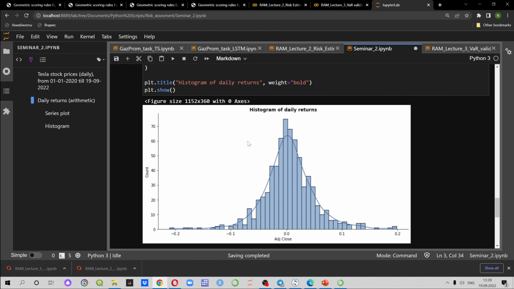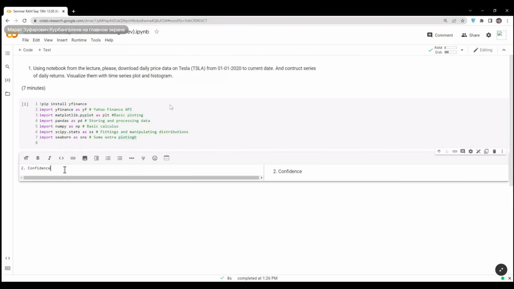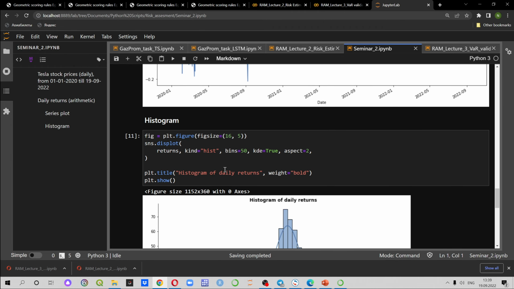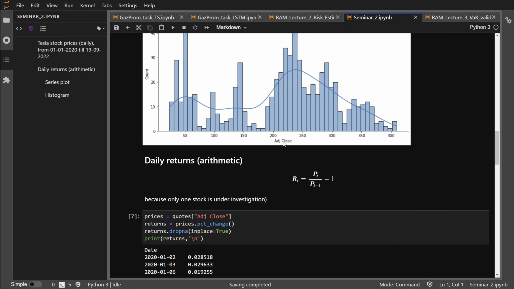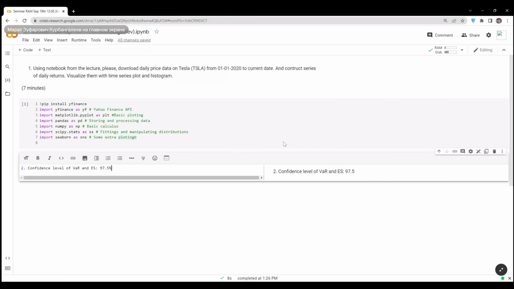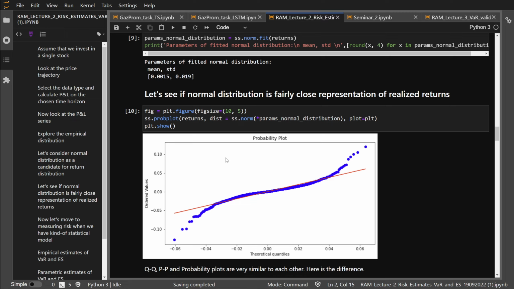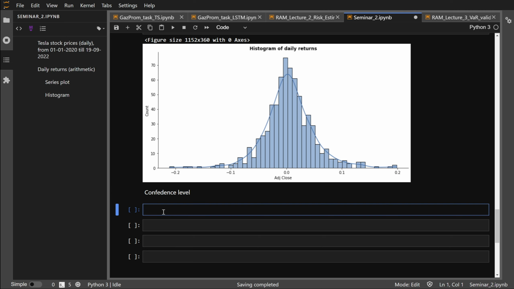First, let's specify the confidence level of VaR and expected shortfall. Let's work with something extraordinary like 97.5%. So this is a kind of level we often use for hypothesis testing. Okay. Now we use estimation methods. Method: empirical.